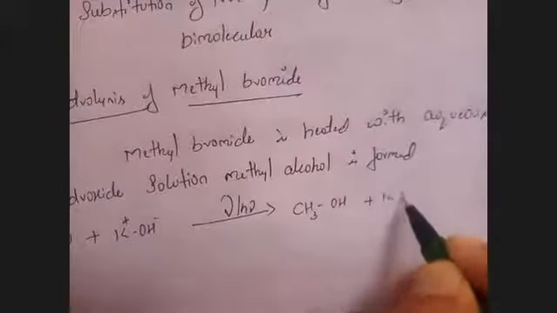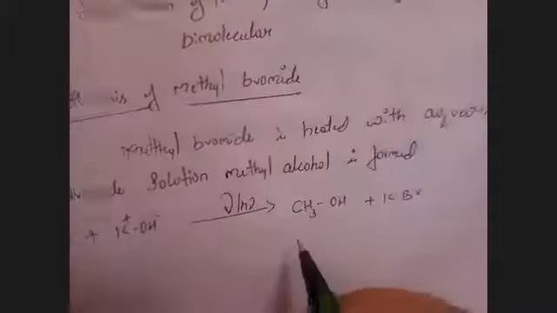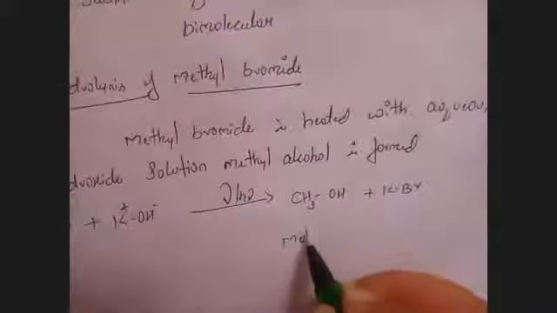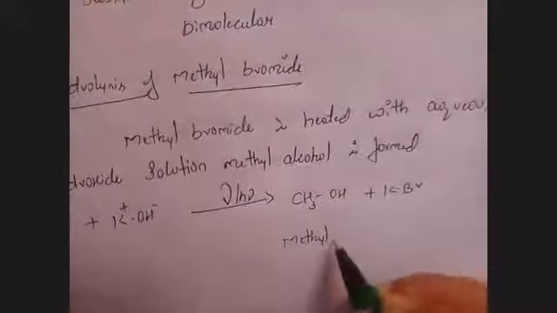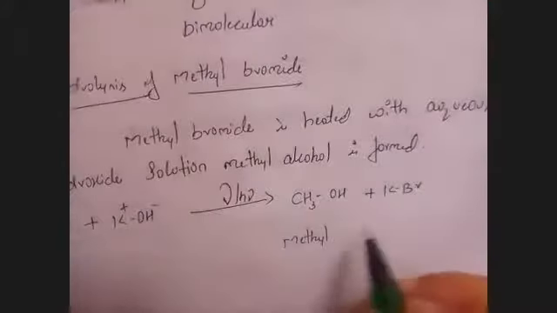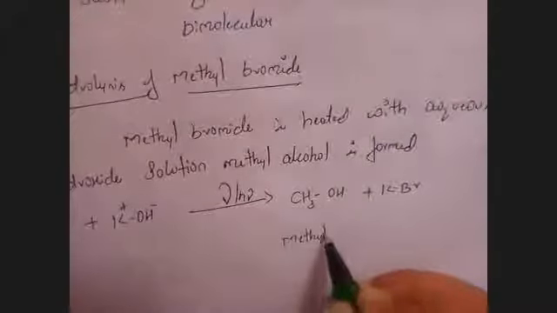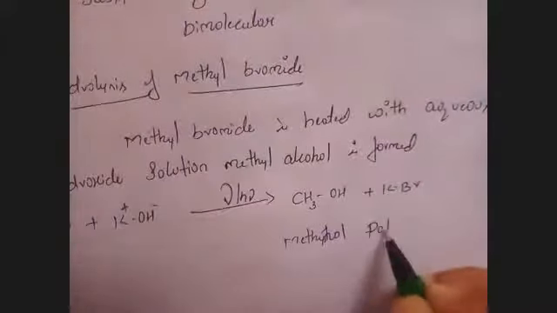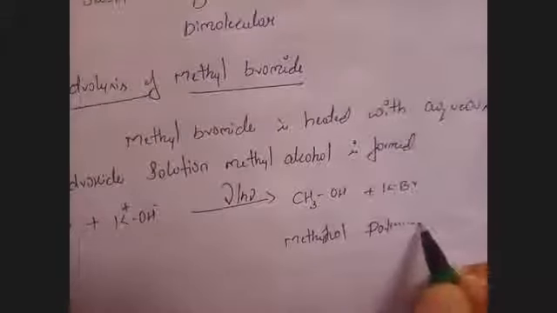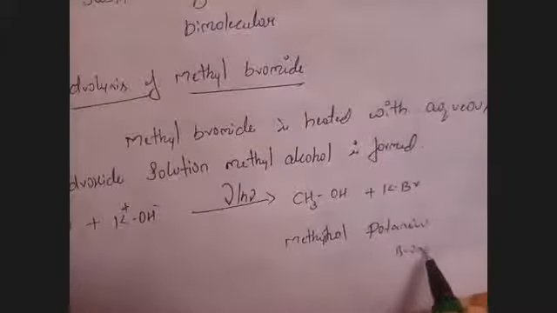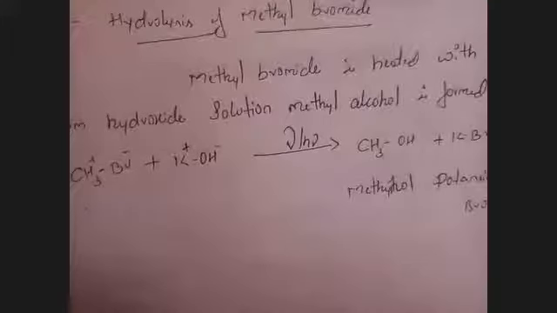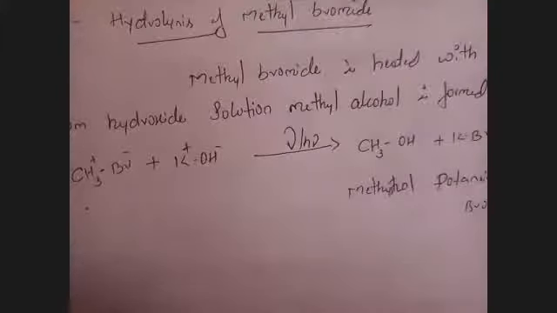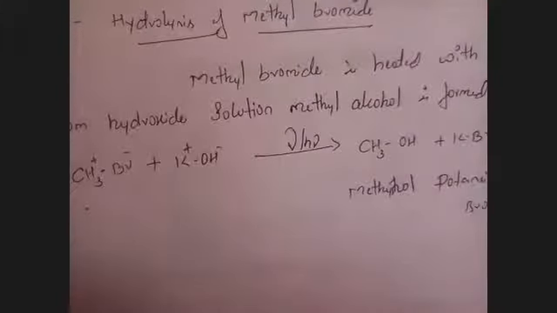Plus KBr. This is methyl hydroxide or methanol, methyl alcohol, and potassium bromide. Right, potassium bromide. Okay. So this is the reaction of SN2.